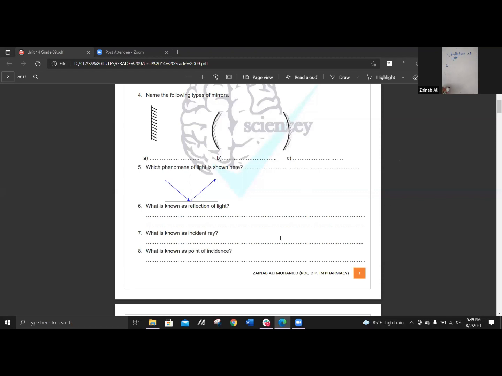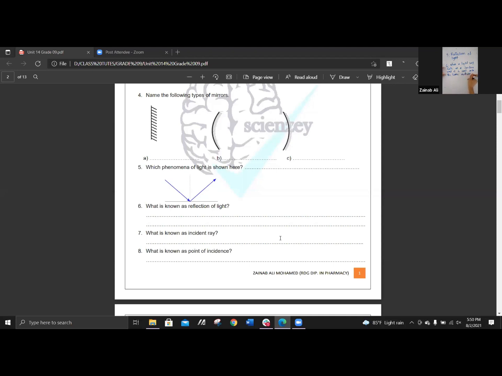And the next question is, what is known as incident ray? So you can write it here. If you have written the definition which is there in your book, that's correct. But you can write, when a light ray falls on a surface and it is sent back into the same medium, you call it as reflection of light.